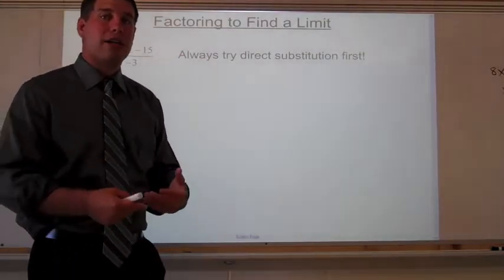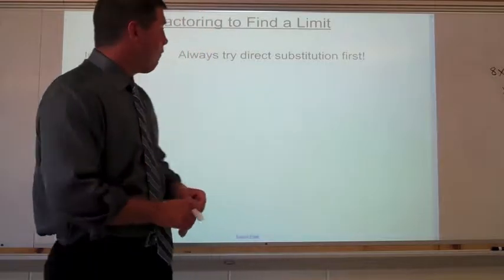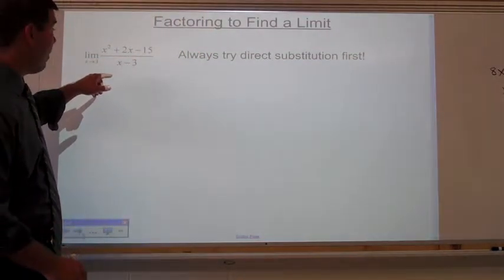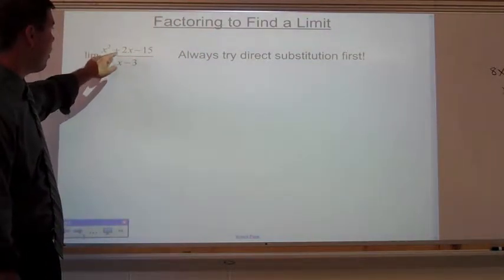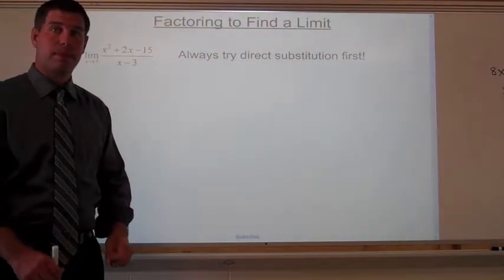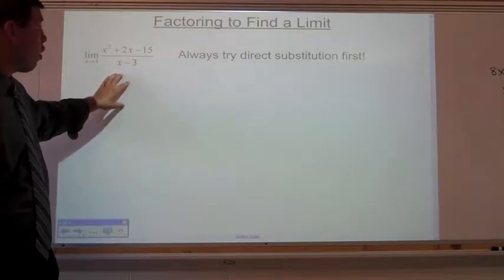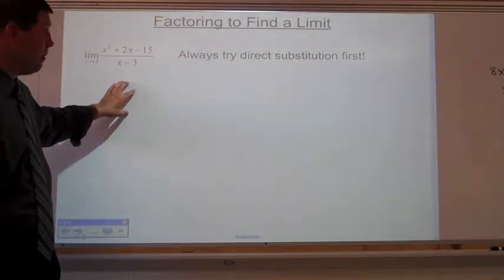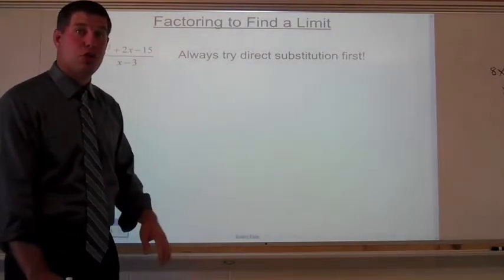So we're going to look at factoring to find a limit. We get our function, the limit as x approaches 3 of (x squared plus 2x minus 15) over (x minus 3). So there's our original question, find that limit. Always try direct substitution first.